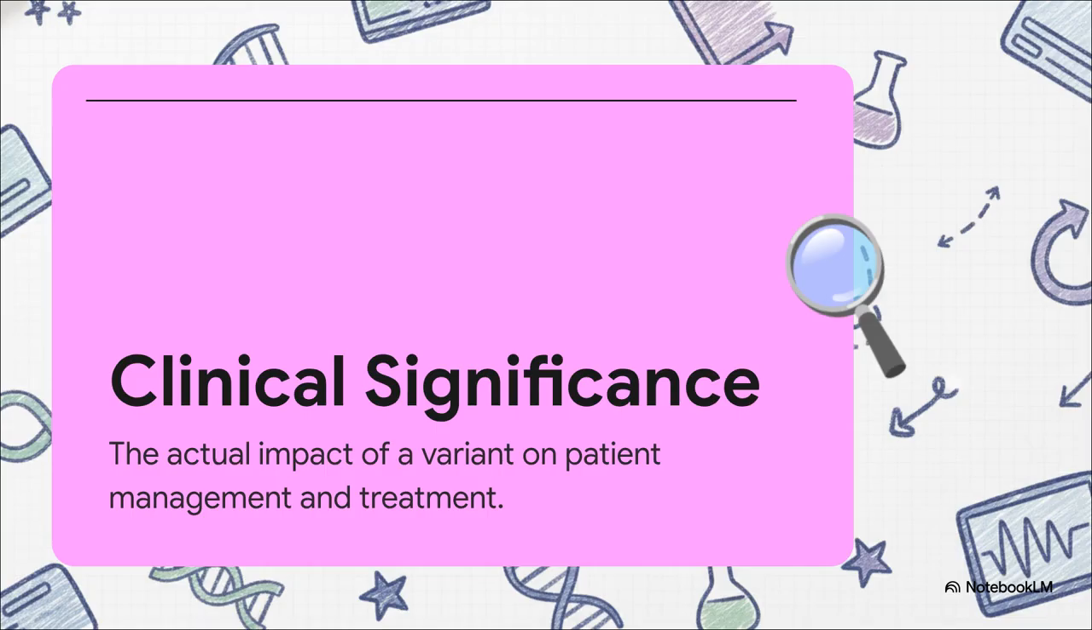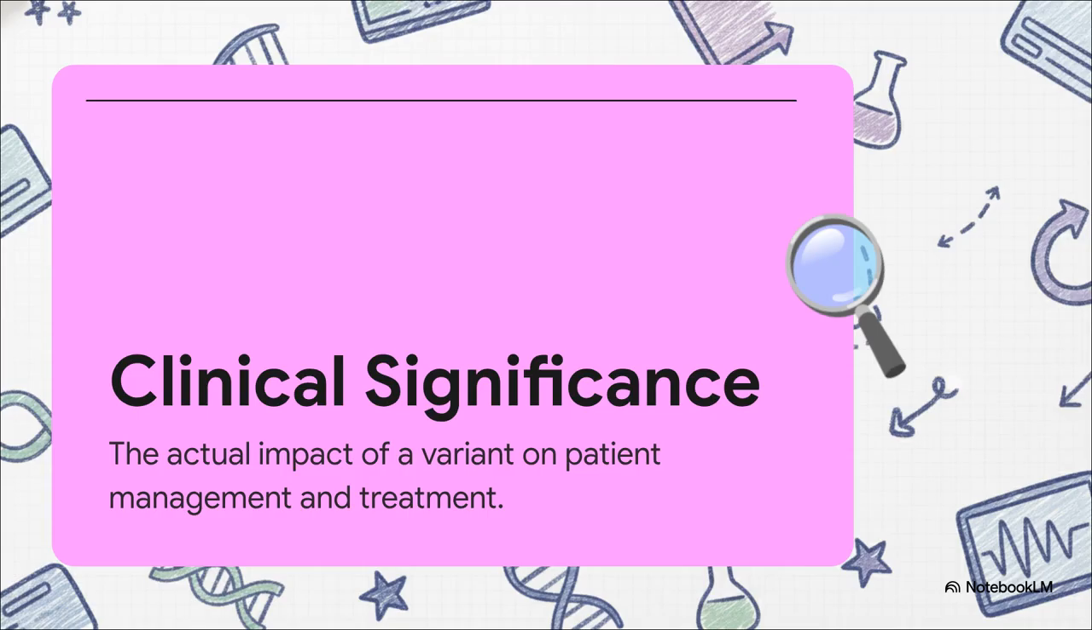This right here is a really critical part of our explainer. Identifying a variant is great science, sure, but clinical actionability is where our investigation leads to actual life-saving outcomes. It's all about clinical significance. This isn't just some abstract biological concept. It's the entire connective tissue of our work. Clinical significance literally means the real-world impact of a variant on how a patient is managed and treated.